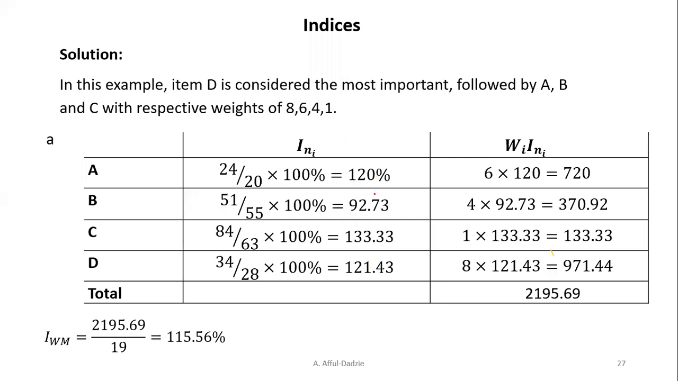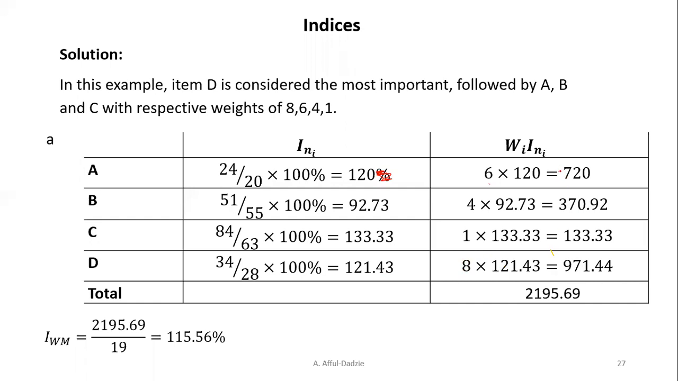Everyone can do this. And when you are done, take each of the index numbers and multiply it by the respective weights. So we take 120, we multiply it by the weight of 6. We take 92.73, we multiply it by the weight of 4. 133.33, we multiply it by the weight of 1. And then for the last one, which is 121.43, we multiply by its weight of 8.